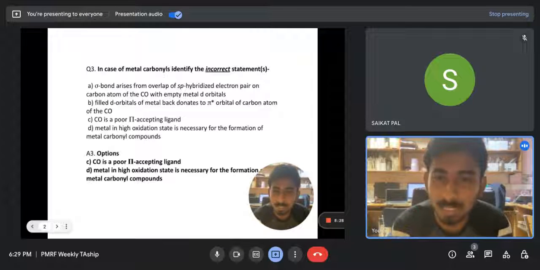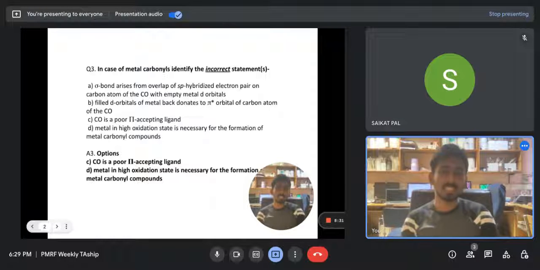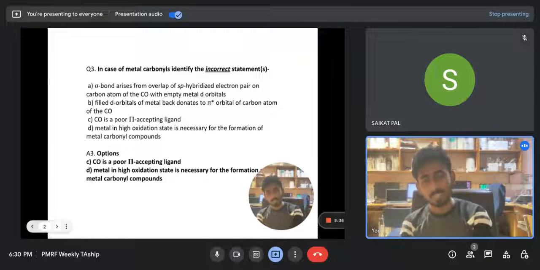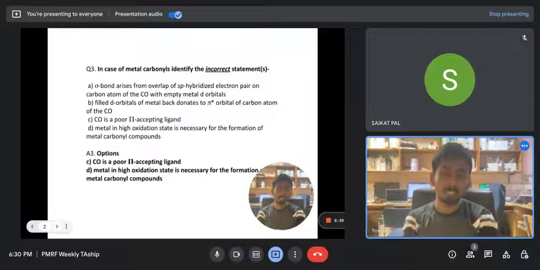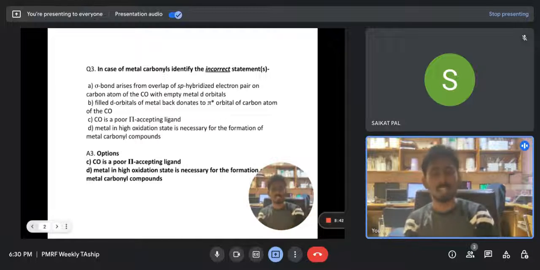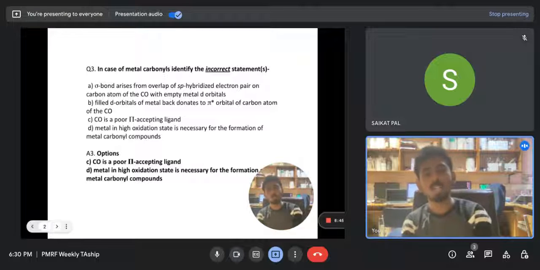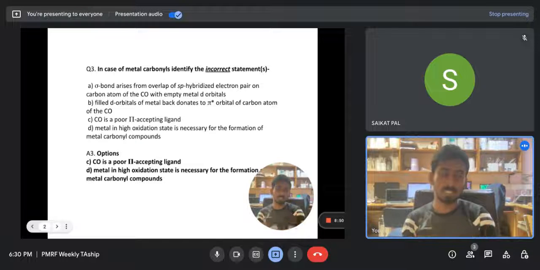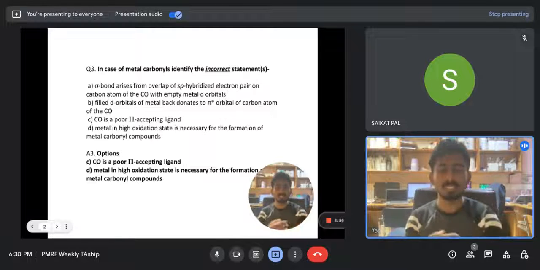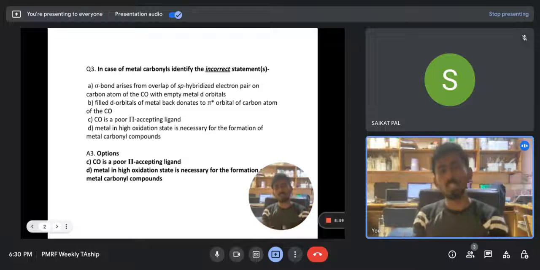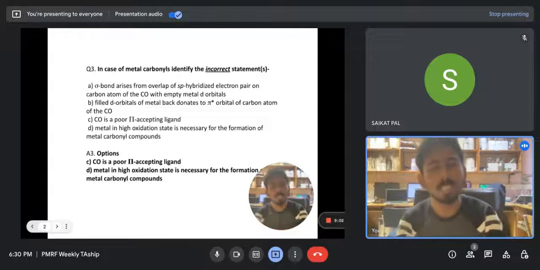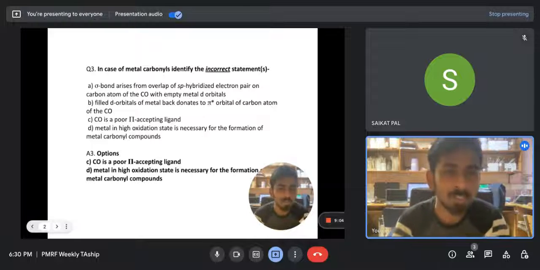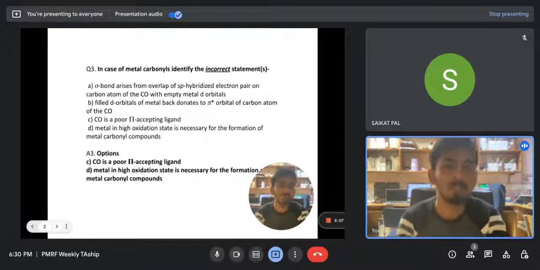But in option D, metal in high oxidation state is necessary for the formation of metal carbonyl compounds. That is not true, because in the last example I said that these COs are actually neutral ligands. They are very good pi acidic ligands. That is, they are very good at dragging the electron density from the metal center. So think, if the metal is in high oxidation state, that is, the metal is electronically deficient, and if COs are there, they will be dragging the electron density more and more from the metal. So the deficiency of charge will not be stabilized by the action of CO, because they will drag the electron density more from the metal center.